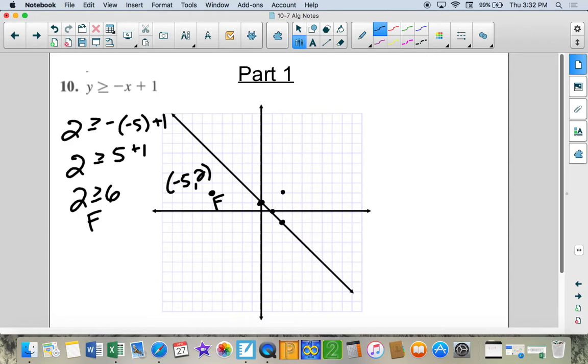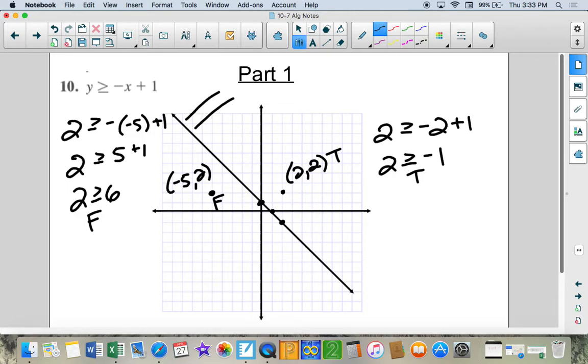Let's test another point. Let's test a point like 2, 2. So we plug 2 in. Y is equal to 2, or the opposite of 2 plus 1. So we get 2 is greater than or equal to 1. And that's a true statement. So this point here is a solution. And guess what? Every point on this side is going to be a solution. So what we do is we shade the true side. We're always going to shade, because remember, these points represent true values.